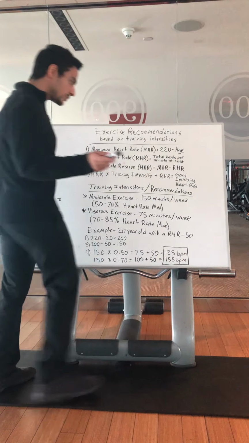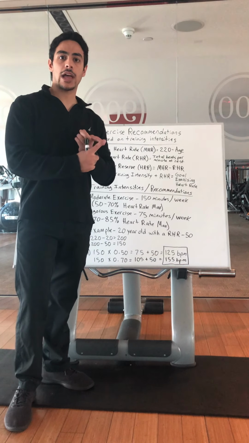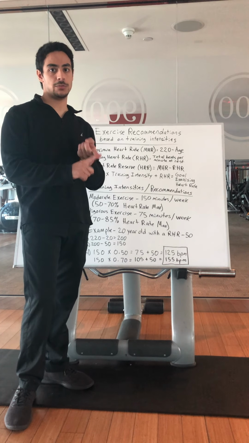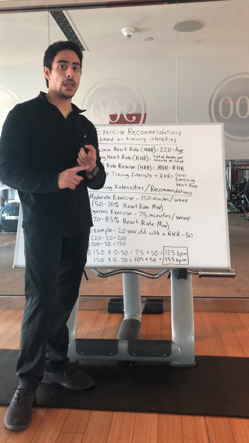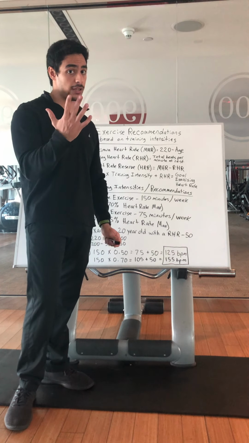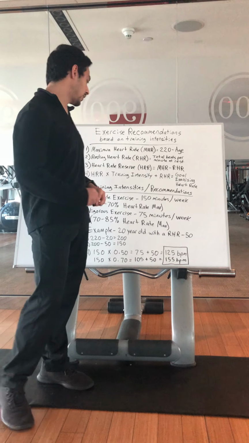So, training intensities. Moderate exercise, the guideline is set to 150 minutes per week, okay? That's 30 minutes a day, 5 days, all right? You could do that, you could split them, it doesn't have to be 30 minutes straight, but you could split it up. 10-minute intervals is the shortest amount of interval that you can do.